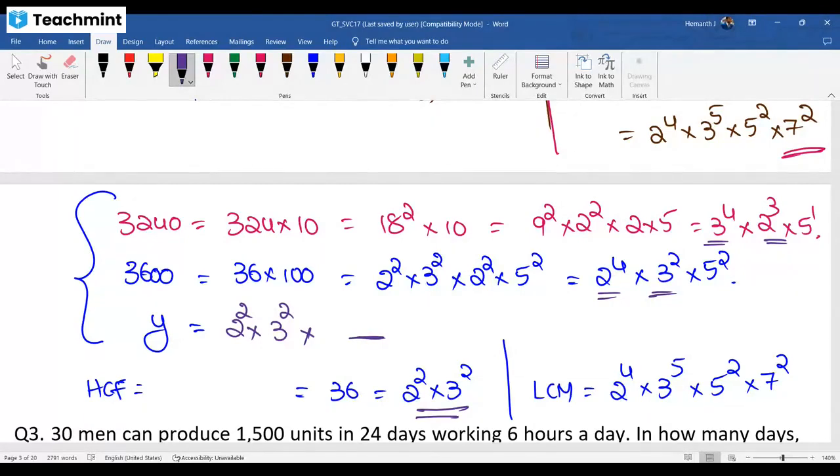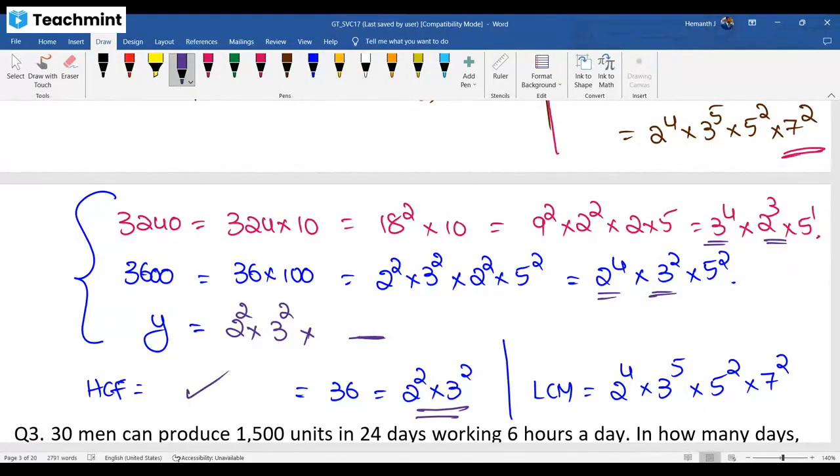Otherwise, HCF is not 2 square into 3 square. HCF must be available in every number or more than that. Here 2 power 4 is okay. 2 square or more than that is fine. 3 square or more than that is fine. But I want minimum 2 square, 3 square here. HCF is the one I want, 2 square, 3 square, which means it must be there in all three. Fine. With that HCF.